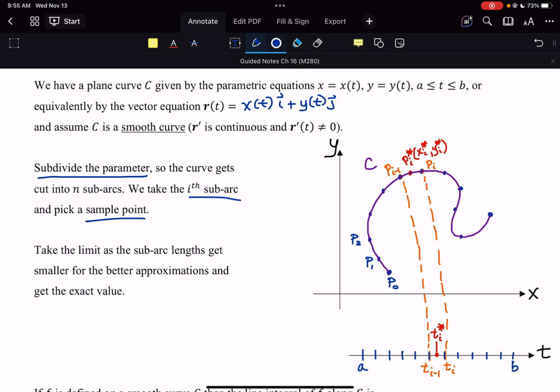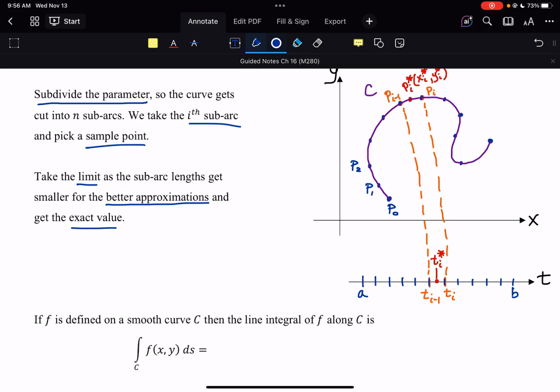So this would be how we could compute approximate values for the integral, just like we do rectangular approximations in Calc 1. But what we're going to do is take the limit as the sub-arc lengths get smaller for better approximations until we get the exact value. So we're going to shrink these subdivisions smaller and smaller until we eventually get to the exact value.